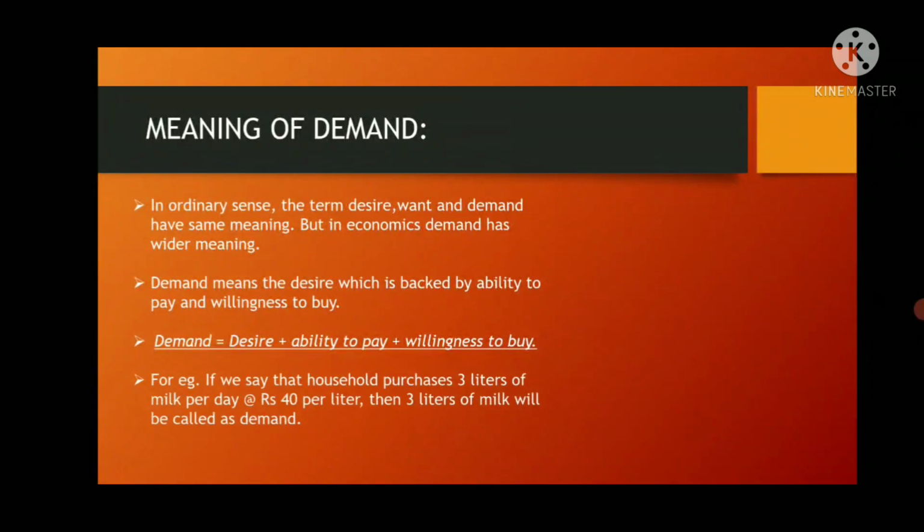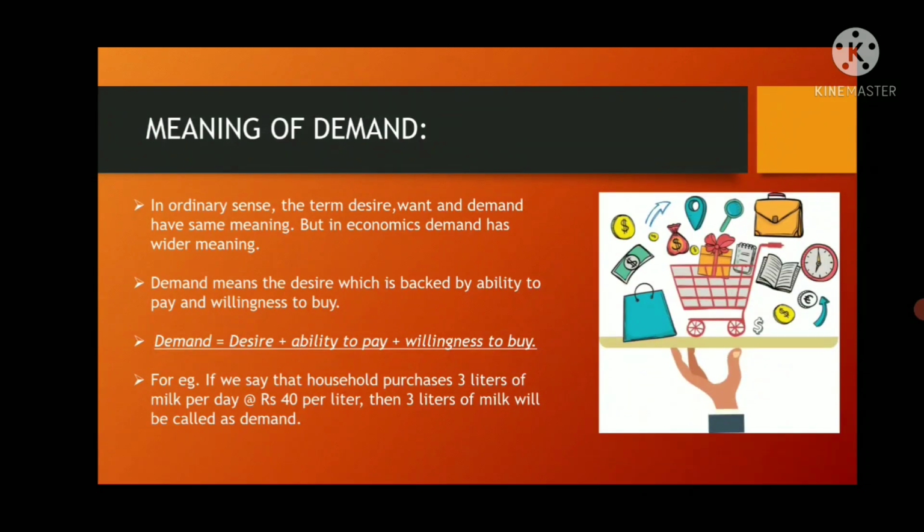To understand it more clearly, let us have a look at an example. If we say that a household purchases 3 liters of milk per day at 40 rupees per liter, then we can say that 3 liters is the demand for that household. So, by looking at this information, what we can understand is that demand is nothing but a desire of a human being which is backed by ability to pay and willingness to buy.